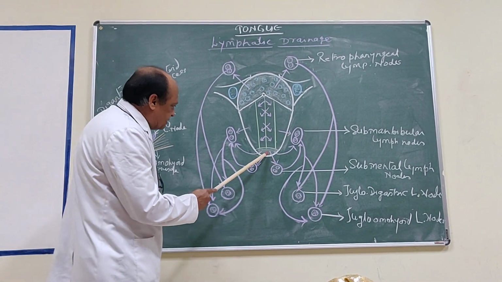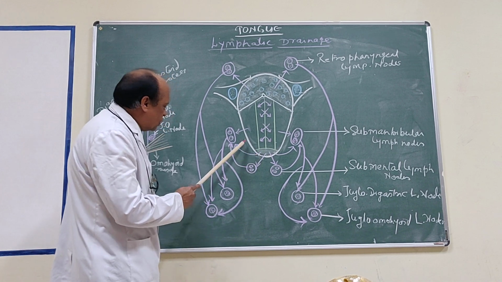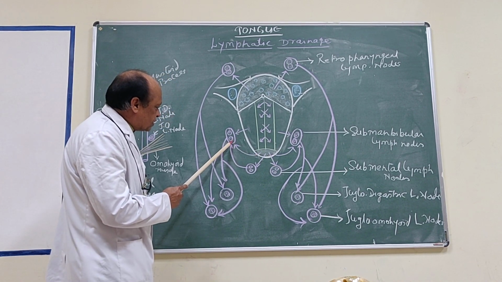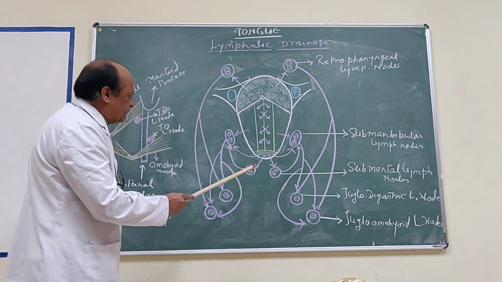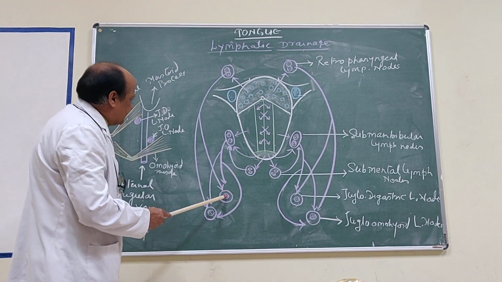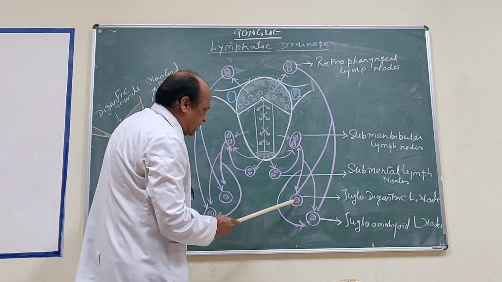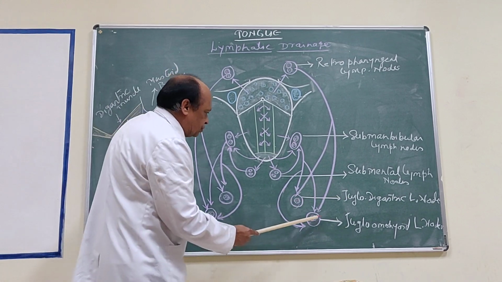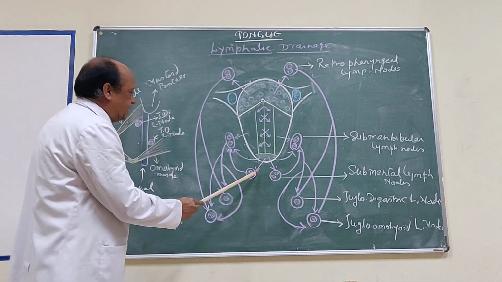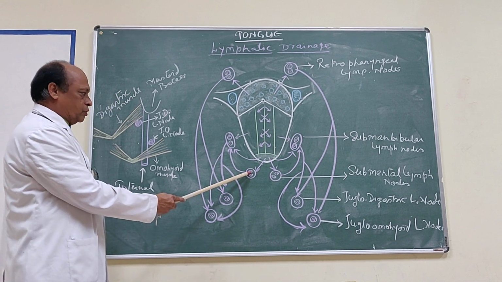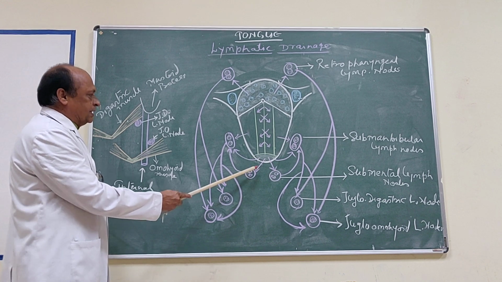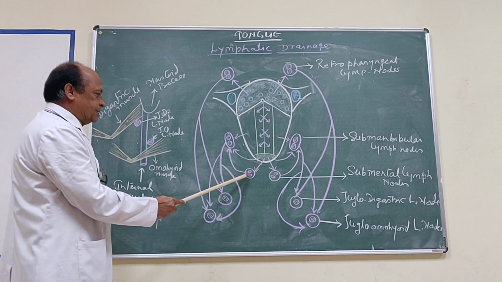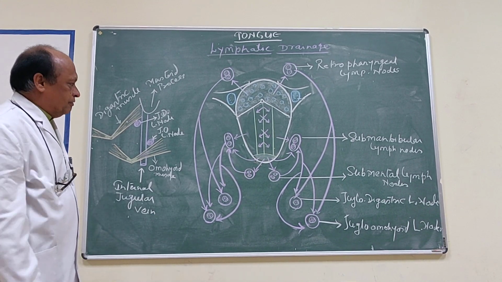And from here, few lymphatics from the tip also go to submandibular group of lymph nodes, and few of them directly into the jugulo-digastric group of lymph node and jugulo-omohyoid, but mainly drain into submandibular group of lymph node. Each and every student must remember that from the tip it is drained into submental group of lymph nodes.